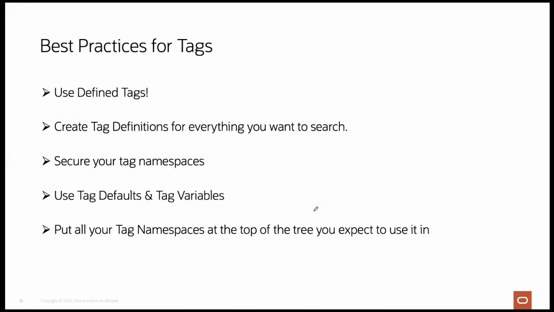So going into some best practices for tags. Once again, going back to defined tags versus freeform tags, you want to use defined tags because you get more feature development, like those cost tracking tags. You also want to create tag definitions for everything you want to search, so ask yourself what you need to search on and use that as a tag. You also want to use tag defaults, and create them at the same time as you're creating your compartment, because any resources created before that tag default will not be retroactively tagged.